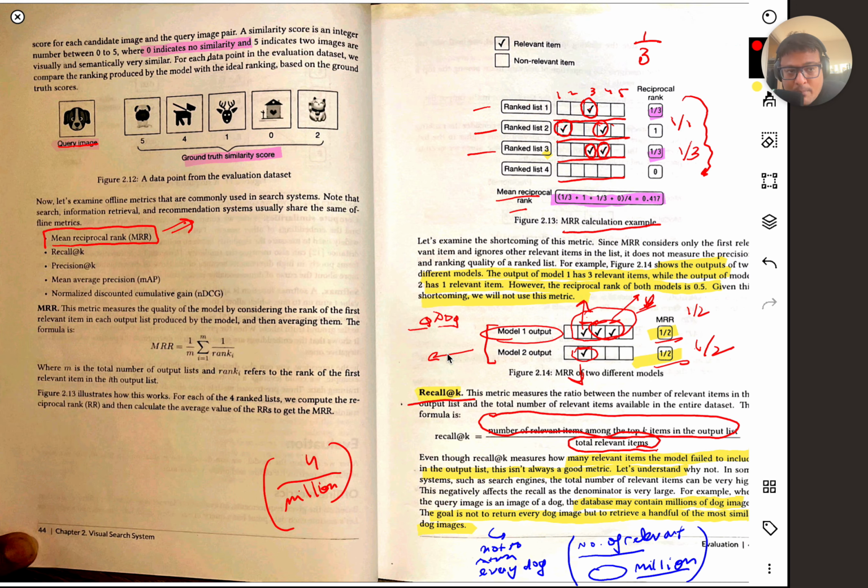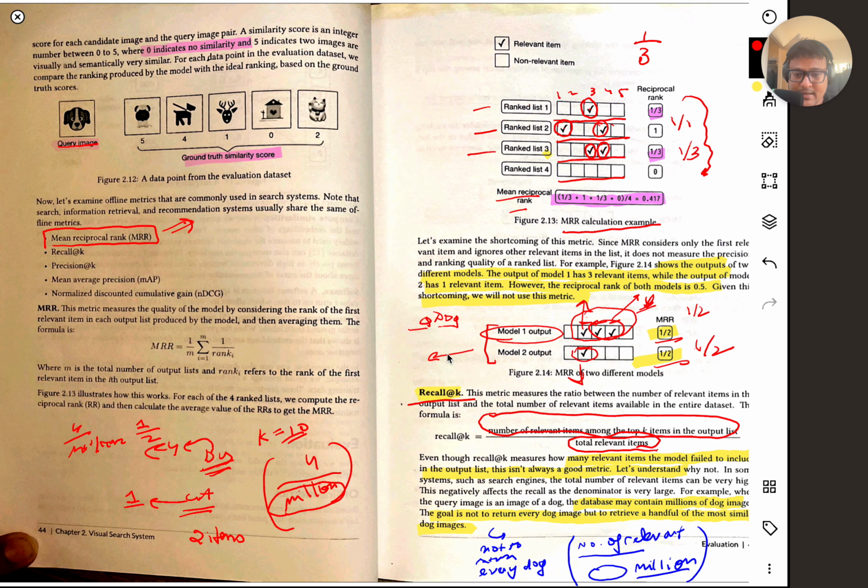Okay, so now the problem here is this denominator. Let's say you have two classes, dog and cat. Let's say cat only has 2 items in the data set, and dog has 1 million items in the data set. And let's say your k is 10, you're trying to retrieve 10 items given a particular query. So if you measure the recall for dog, let's say you predicted 4 dogs here, and here you predicted just 1 cat. So here the metric will be 4 over 1 million, and here the metric will be 1 over 2, right?